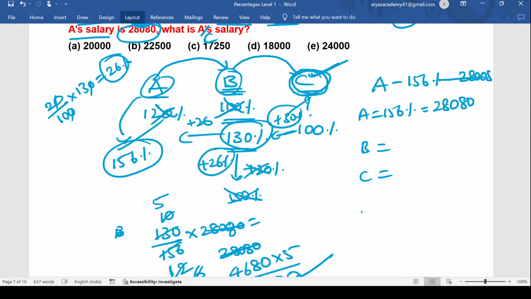Now let's calculate C. C's value is 100, and we know the value of A, which is 156, and the value of 156 is 28,080.